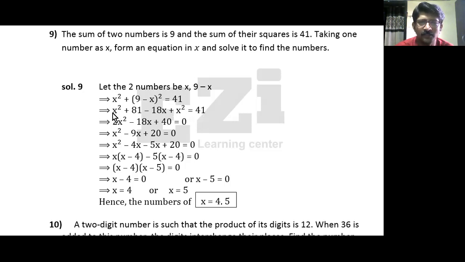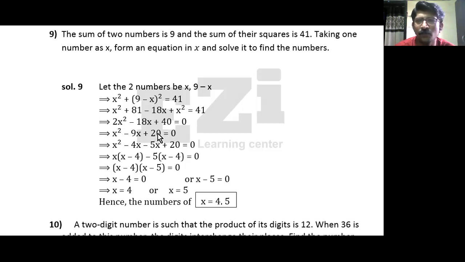Now x square plus x square will become 2x square, negative 18x, positive 81, negative 41 will become positive 40, which equals 0. I guess everything is divisible by 2. Finish writing till here. Everything is divisible by 2. So we'll just divide these by 2. So x square minus 9x plus 20 is equal to 0.